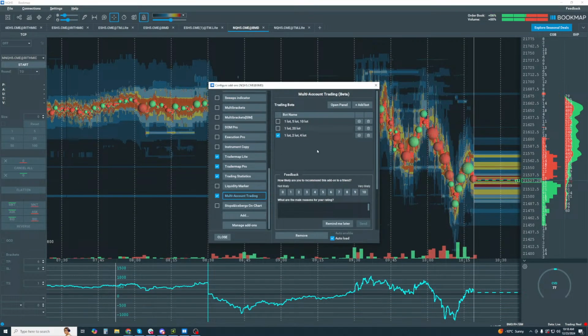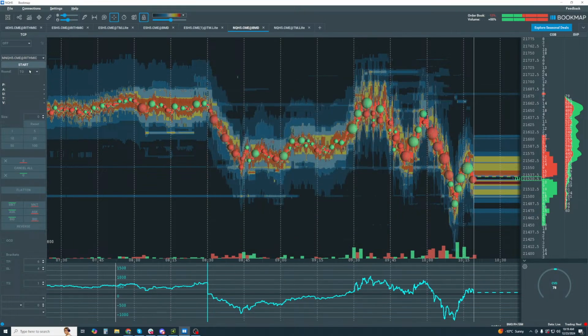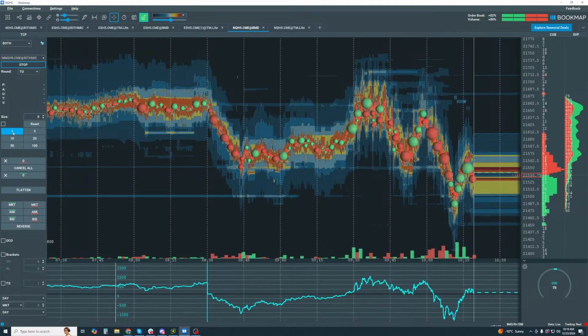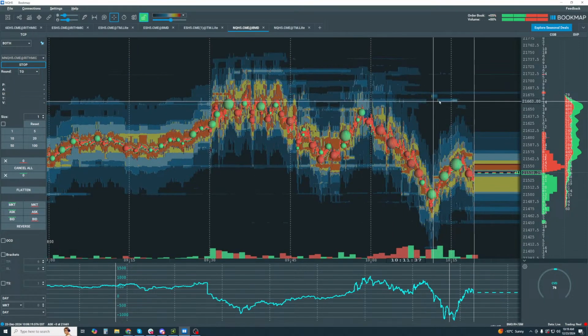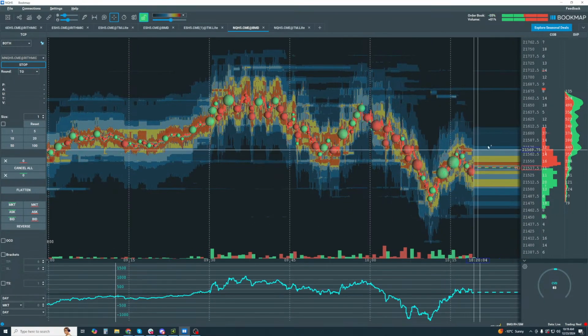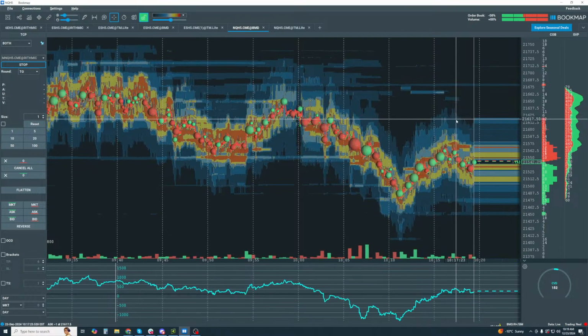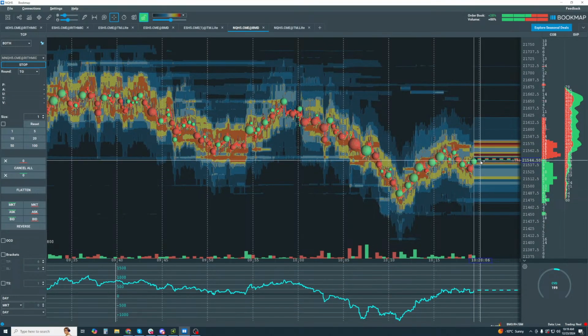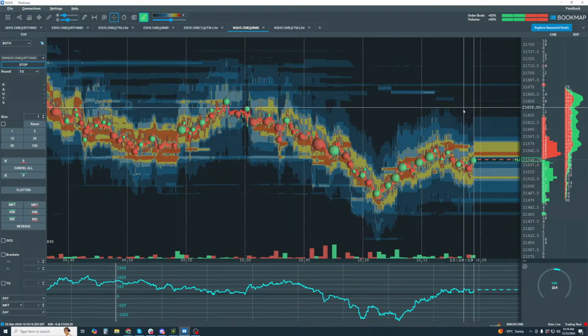It will select this one: 1 lot, 2 lot, 4 lot. So one trade here off of the chart will actually equal multiple accounts. This is our multi-account trade copier. I will be able to send 2 lots to another account, and then 4 lots to another account after that.